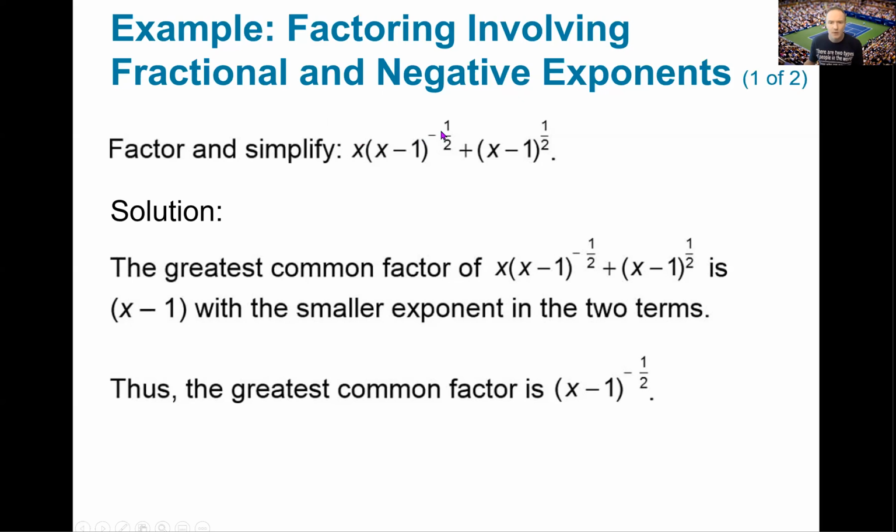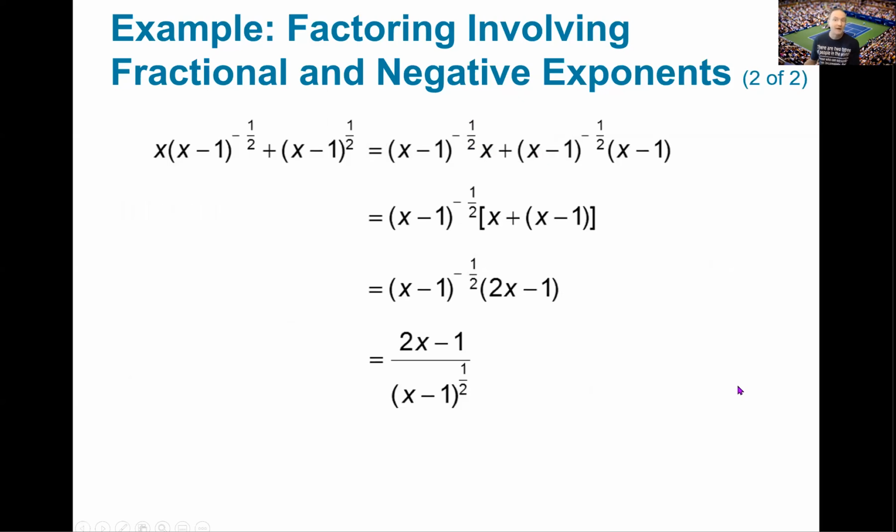So I can say, well, okay, between x minus 1 to the negative 1/2 and x minus 1 to the 1/2, the lower power is that negative 1/2 power. That's why I'm saying the greatest common factor in this expression is x minus 1 to the negative 1/2. Now, I've really shown the steps in factoring this out, and please don't think you would have to show this many steps. I'm just trying to make sure you understand the process here.